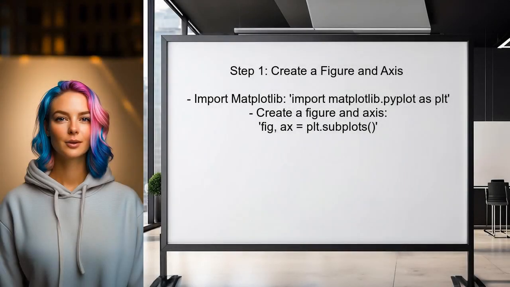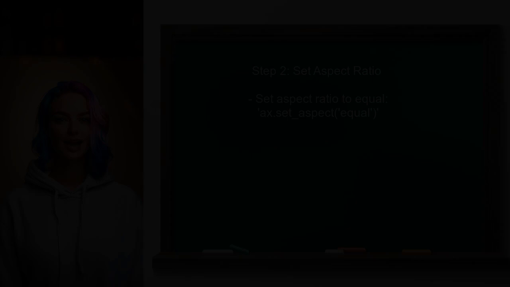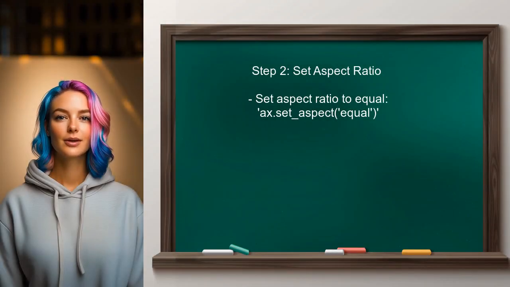To display the image one-to-one on the screen while also adding axes, the user should start by creating a figure and an axis using Matplotlib. This will allow for more control over the image display. Next, the user should set the aspect ratio of the axes to be equal. This ensures that the image is displayed without any scaling, maintaining its original dimensions.